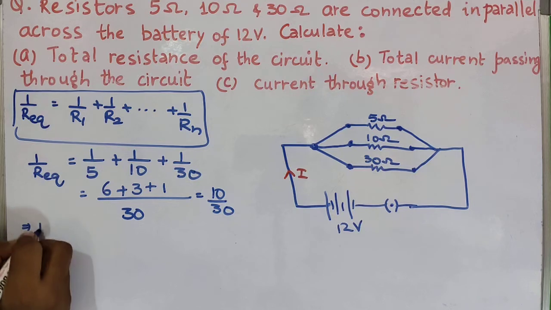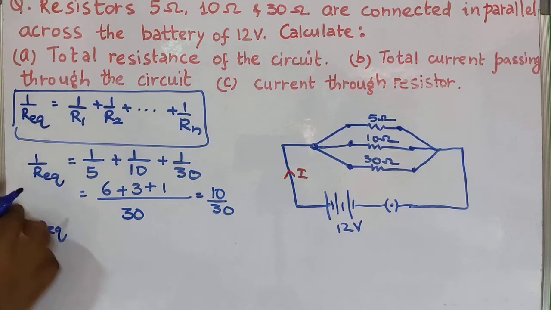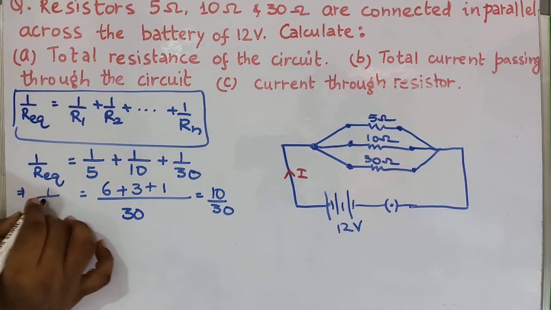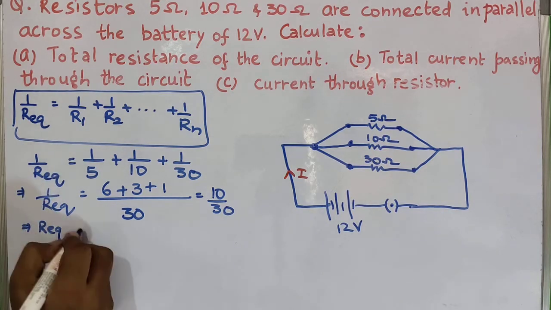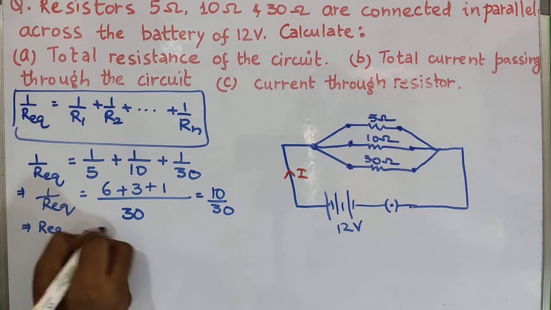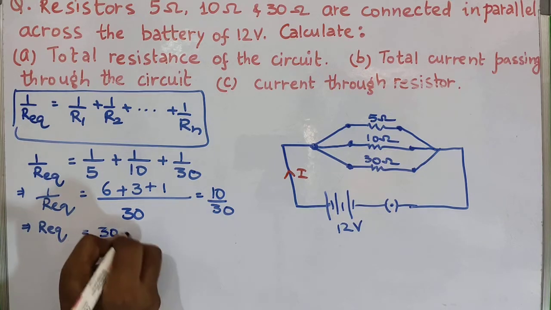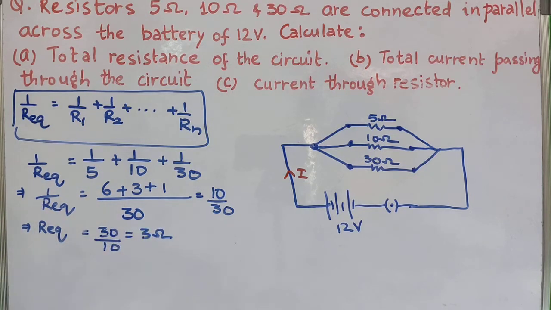See, this is the value of 1 by R equivalent, right? The reciprocal of equivalent resistance. So equivalent resistance is equal to the reciprocal of this, R equivalent is equal to 30 by 10, which is equal to 3 ohm.